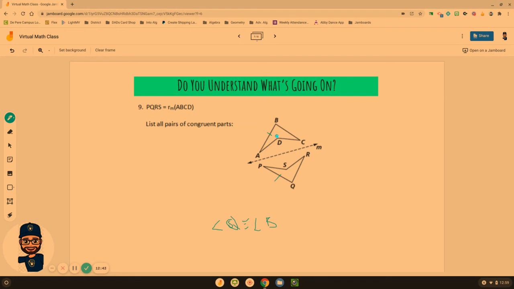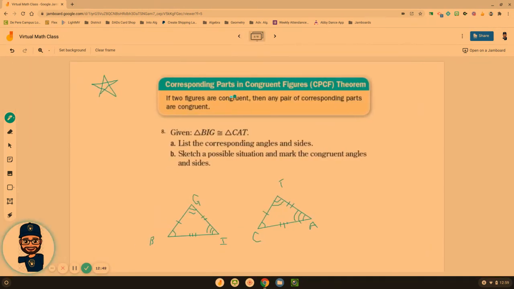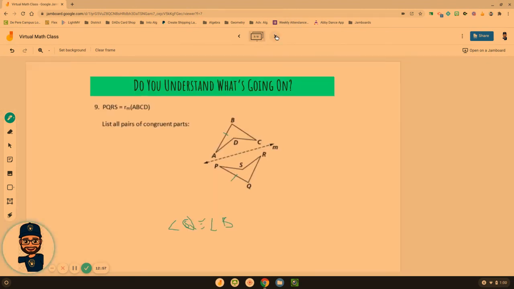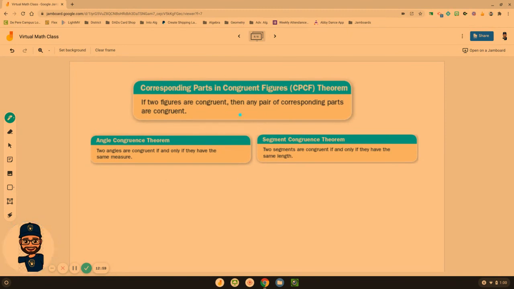Okay? So we're kind of flying through this a little bit quick because we introduced it last week. But these corresponding parts of congruent figures, CPCF, is a very essential theorem for us to move forward with our proofs. So make sure that you look at those. You're going to have some practice problems out of the textbook today. And if you have any questions, please make sure that you reach out.